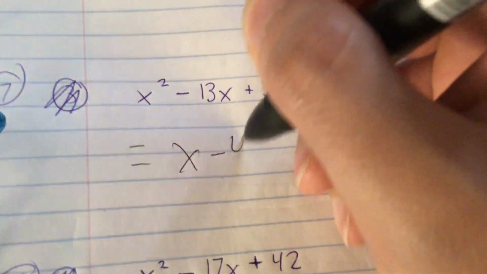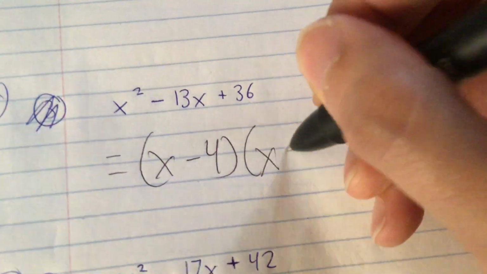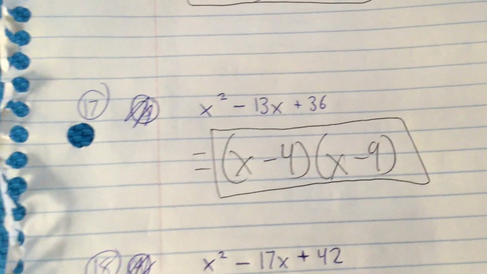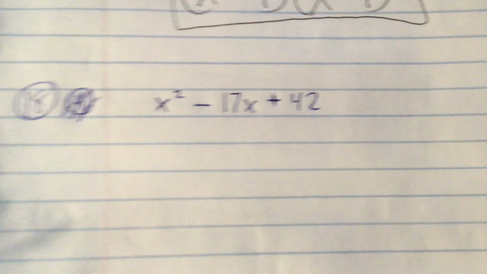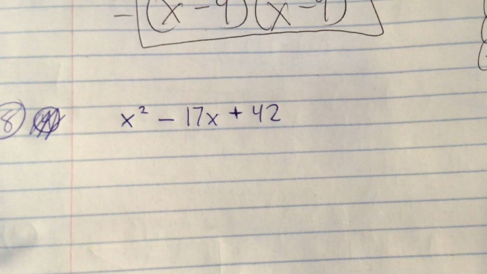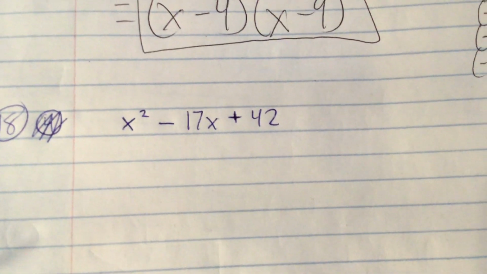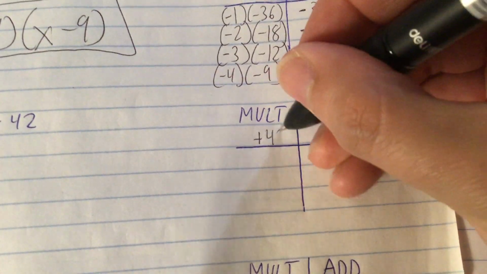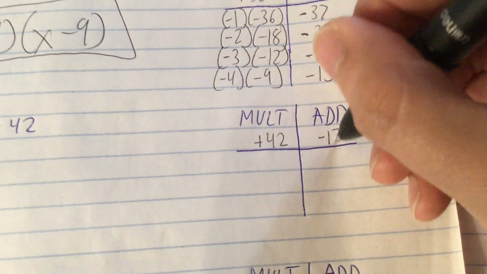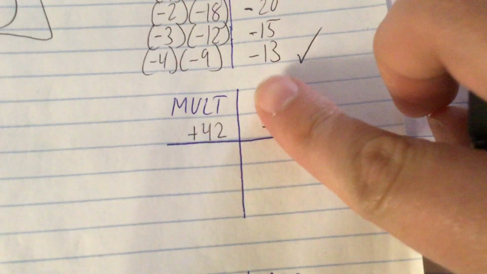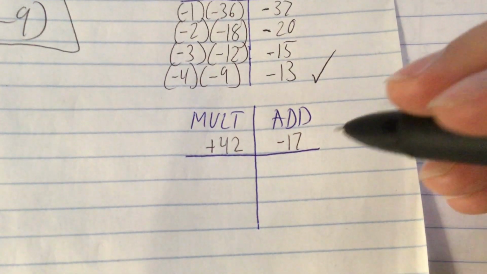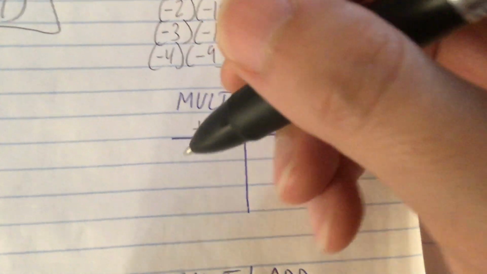So we factor this into x minus 4, x minus 9. Okay. All right, let's take a look at number 18. X squared minus 17x plus 42. Okay. So I'm looking for two numbers that multiply to positive 42, but add to negative 17. Well, it has to be a positive positive or a negative negative combination. But since it adds to a negative, that combination must be negative negative.